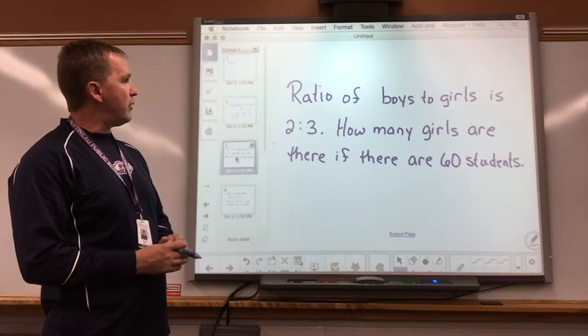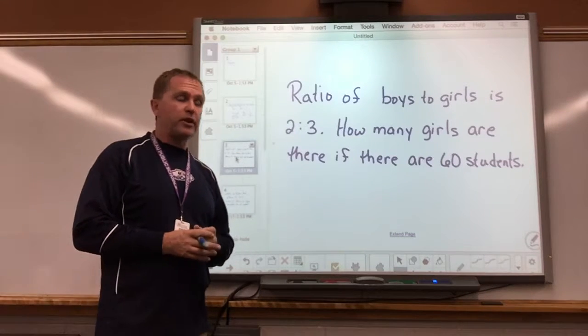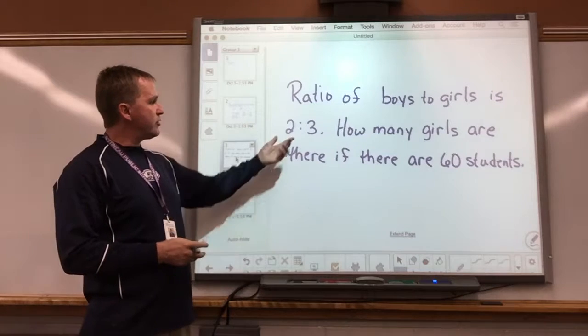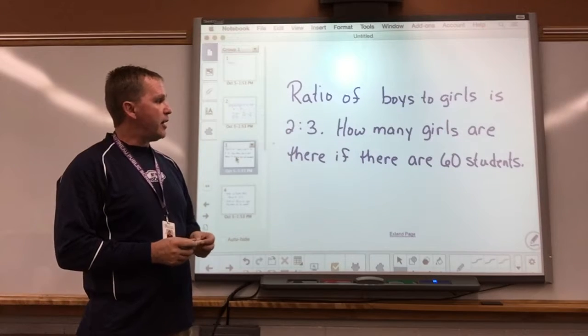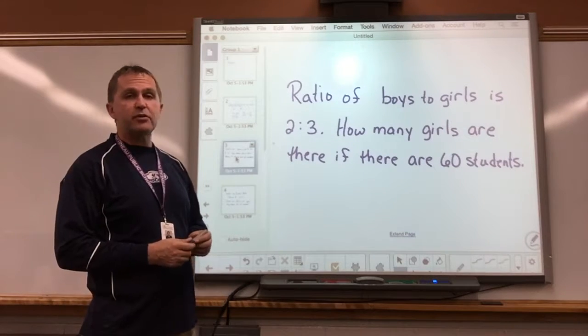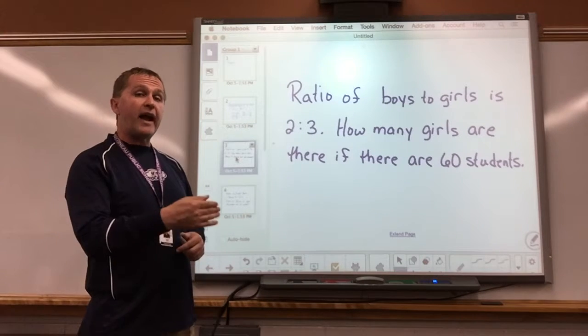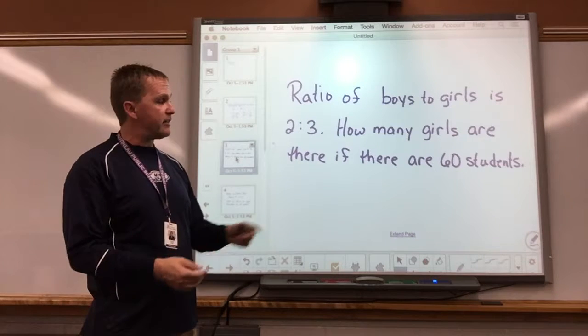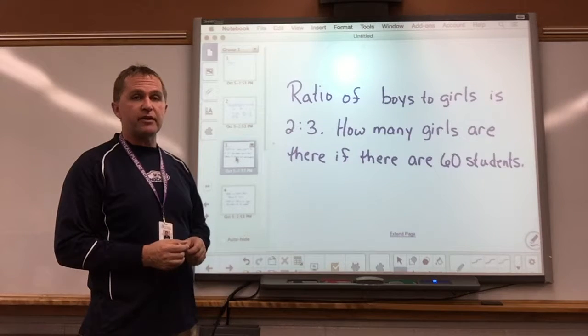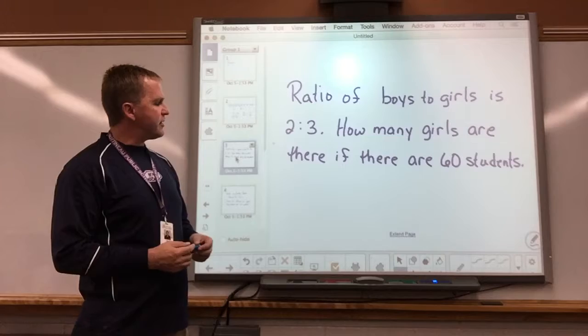Next, let's take a word problem. In this case, the word problem is going to be the ratio of boys to girls. And the ratio of boys to girls is 2 to 3. How many girls are there if there are 60 students in the class? So we're given a ratio of the number of boys to the number of girls. We're asked to find the total number of girls in the class, given that there are 60 students in this class. There's different ways to do this.